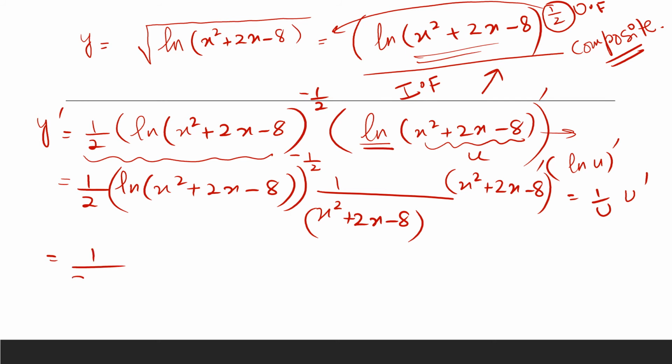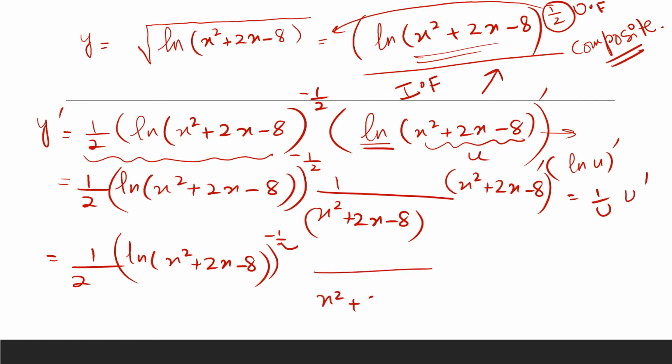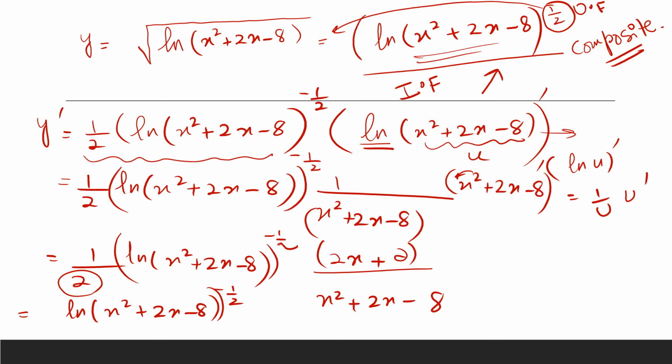Now write it down. Half ln of x squared plus 2x minus 8 whole to the power negative half, and then 1 over x squared plus 2x minus 8, and take the derivative on the top. So the derivative of x squared is 2x, plus the derivative of 2x is 2. Now you can take the common 2 in order to cancel that 2 with this denominator. So you will get ln of x squared plus 2x minus 8 whole to the power negative half.